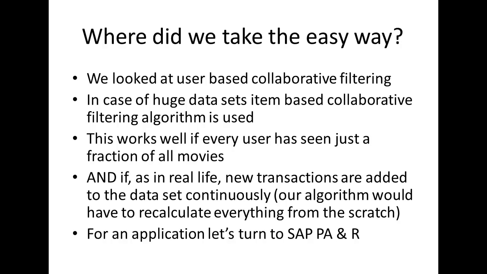Now, where did we take the easy way? Or is it really so that Amazon.com has a system which really also predicts it just the same way described, or is it a more intricate algorithm? We did take an easy way at one point. Namely, we looked at user-based collaborative filtering. This is the name of the algorithm. In case of huge datasets, item-based collaborative filtering algorithm is used. And such an algorithm works very well if every user has seen just a fraction of all movies. So that might be a problem for us if we really have thousands of movies, thousands of users.